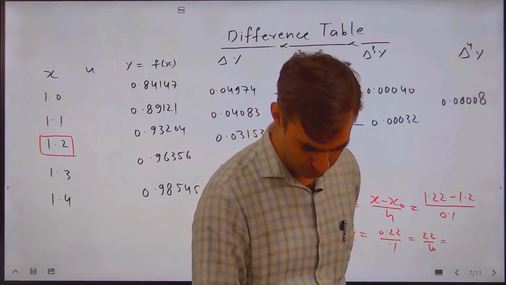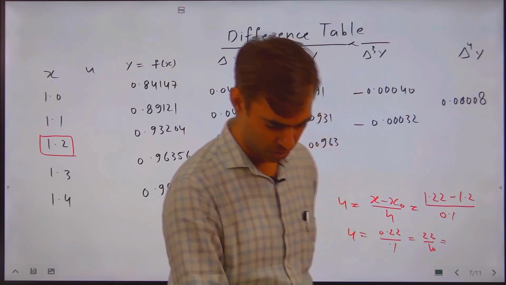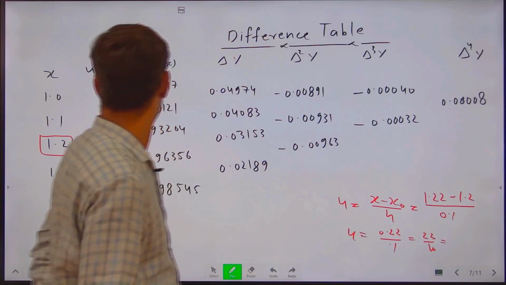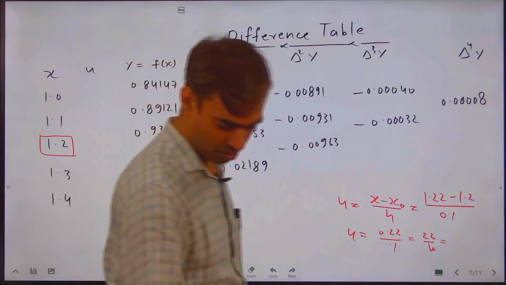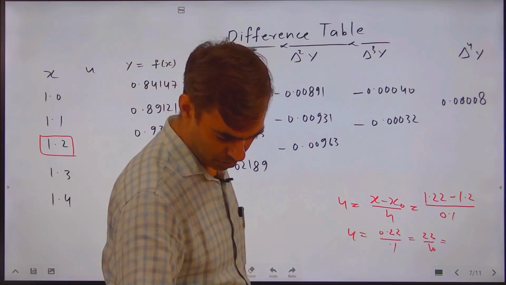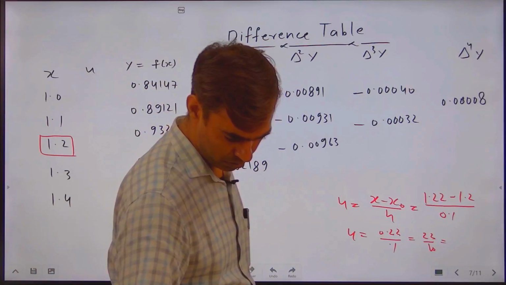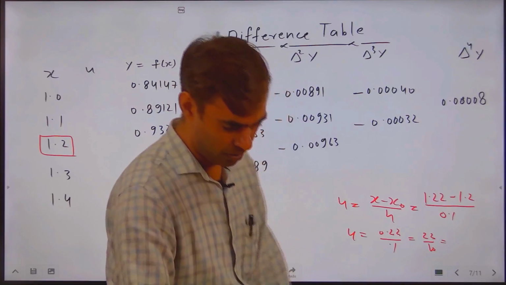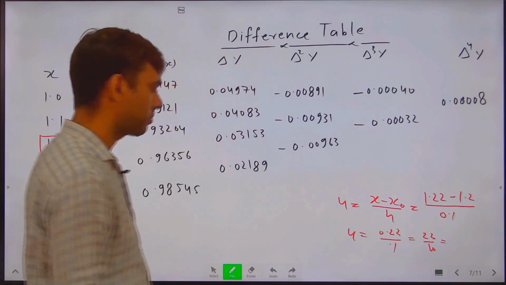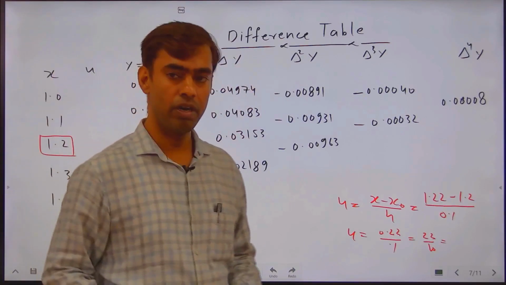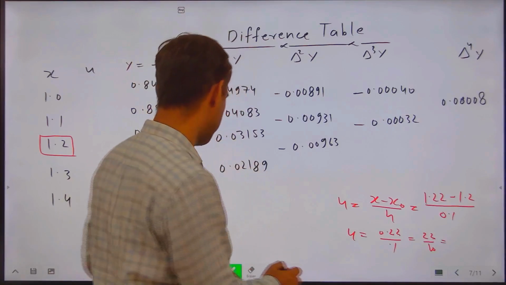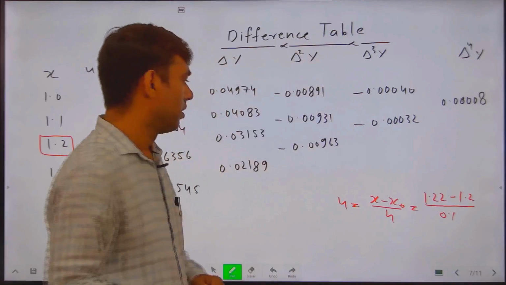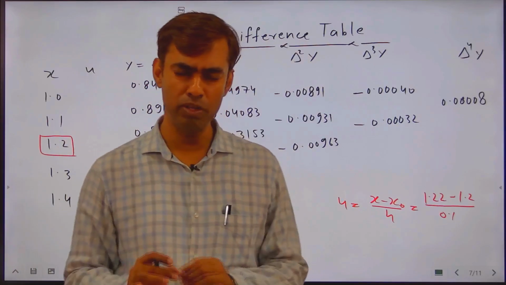So x0 upon h, 0.2, 0.20, 0 upon h, x minus x0 upon h, x minus x0 upon h. Okay, sorry. So how do we calculate the value for x0? Just erase. So which value do we choose as x0?